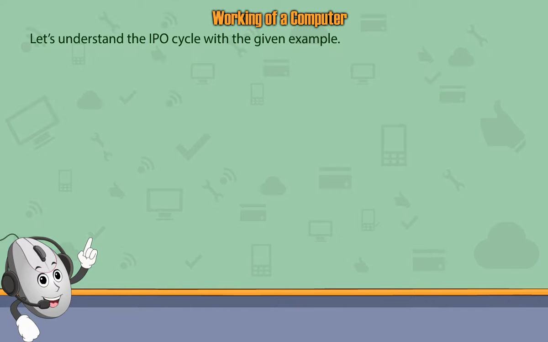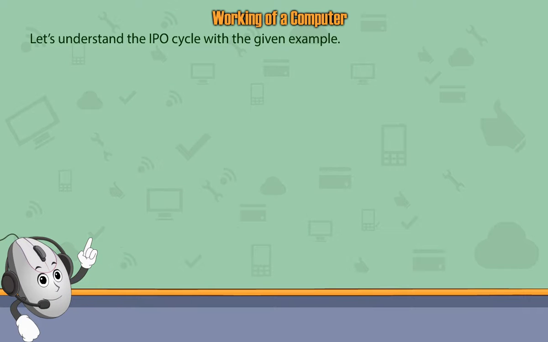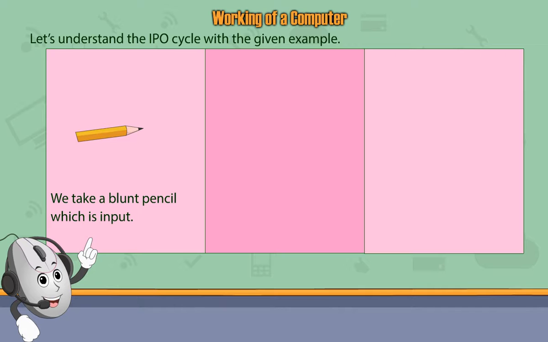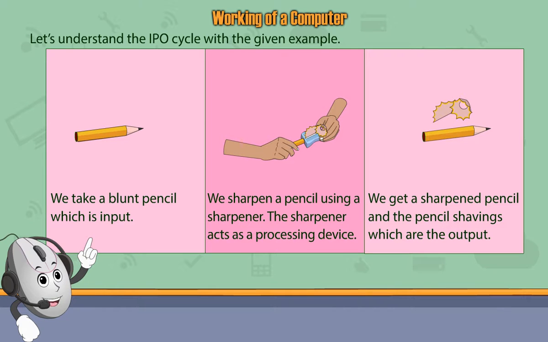Let's understand the IPO cycle with the given example. We take a blunt pencil which is input. We sharpen the pencil using a sharpener. The sharpener acts as a processing device. We get a sharpened pencil and the pencil shavings which are the output.